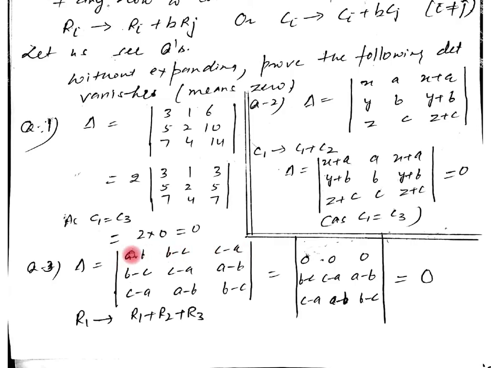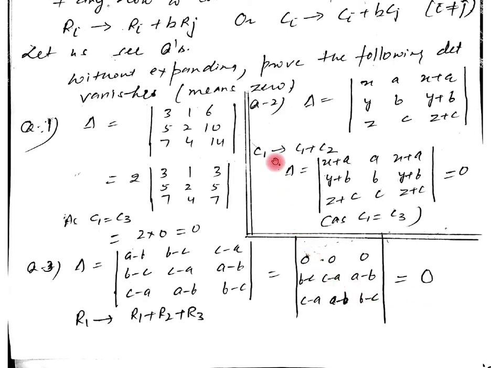The first element will become a minus b plus b minus c plus c minus a. The second element of R1 becomes b minus c plus c minus a plus a minus b. And the third element of the first row becomes c minus a plus a minus b plus b minus c. When we add them, all the terms will be cancelled out. The elements of the first row become 0, and the second and third rows remain as they are. Now if all the elements of any row or column are 0, then the value of the determinant is 0. Simple, this type of operation we have to apply in such questions.